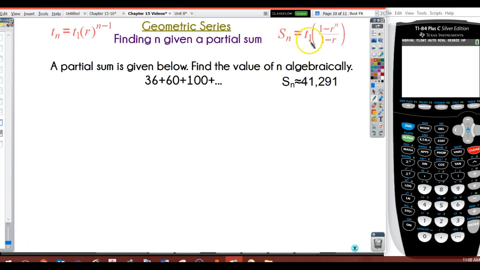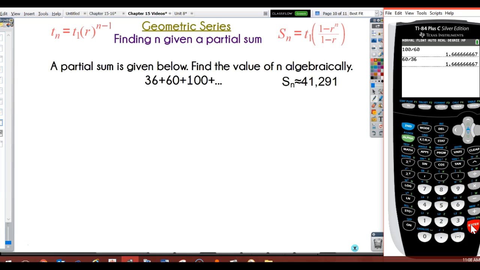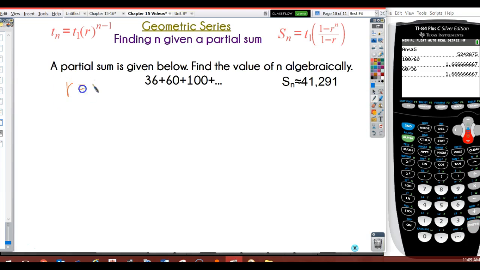To use this formula, I have my first term, so I have that taken care of, but I need to know r. So I'm going to take 100 divided by 60. I get 1.66666 repeating. I take 60 divided by 36. Same thing, I get 1.666 repeating. And so I'm going to go ahead and convert that to a fraction, which would just be 5/3. All right, so from here, I'm going to set this equal to my sum formula.